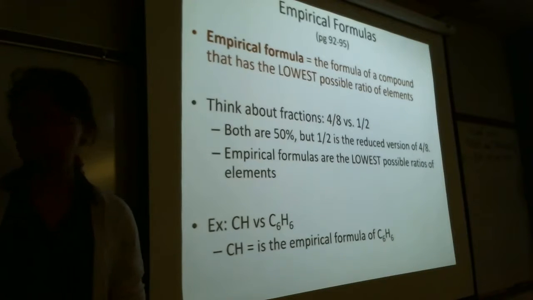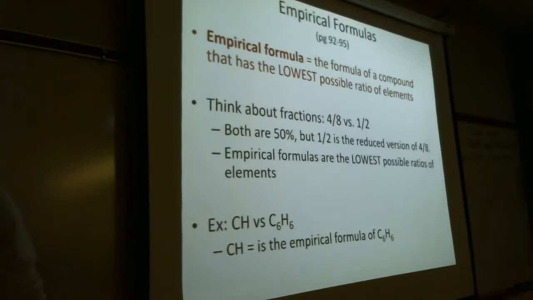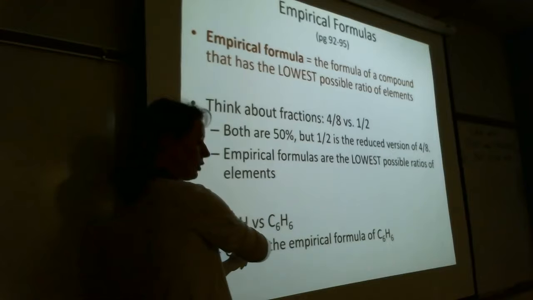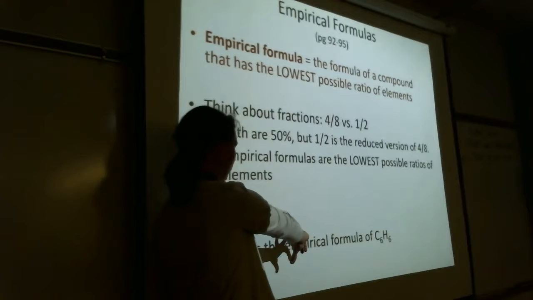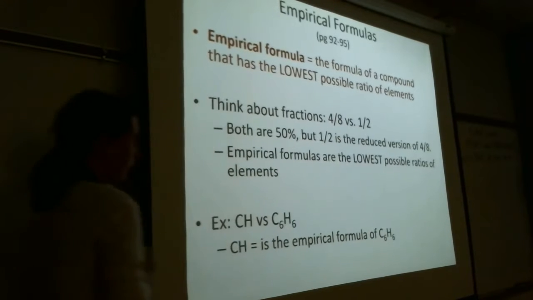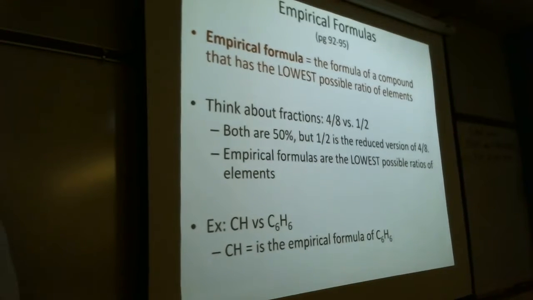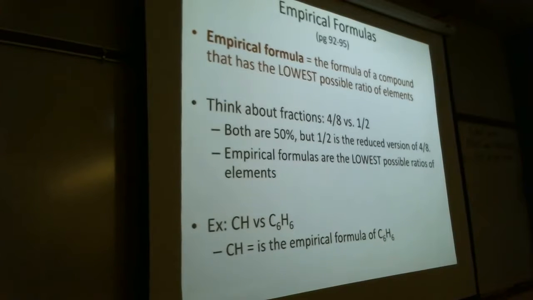Right? So if you think back to your elementary school days when you were learning about fractions, 4/8 and 1/2 are the same proportion, right? But 4/8 is not reduced. 1/2 is reduced, right? So in terms of empirical formulas, you look at the ratio. The ratio 1:1 does not reduce any further, right? Does the ratio 6:6 reduce? The answer is yes, right? 6:6 reduces to 1:1. So that would mean CH is the empirical formula of C6H6.